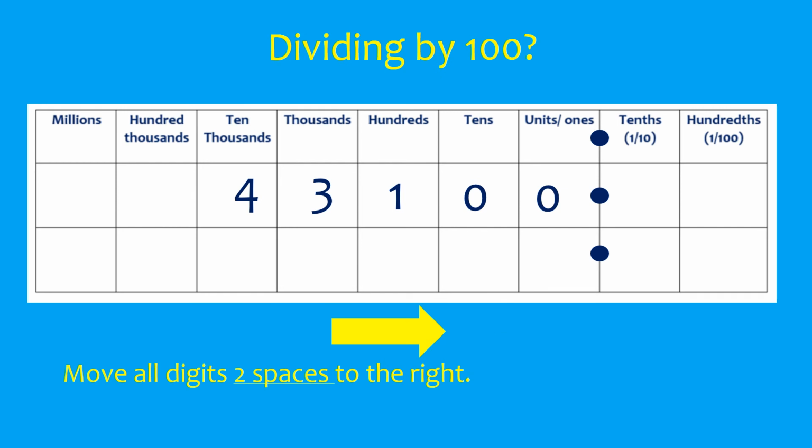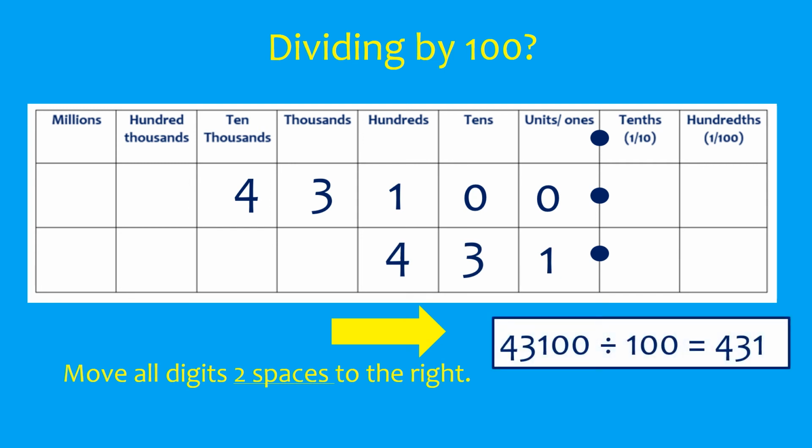And dividing by 100, yeah, you guessed it, we move 2 spaces to the right. So in this case, we end up with 431.